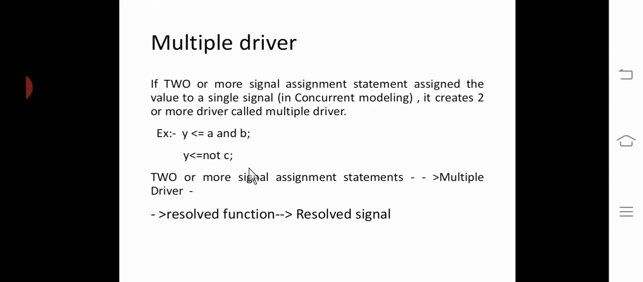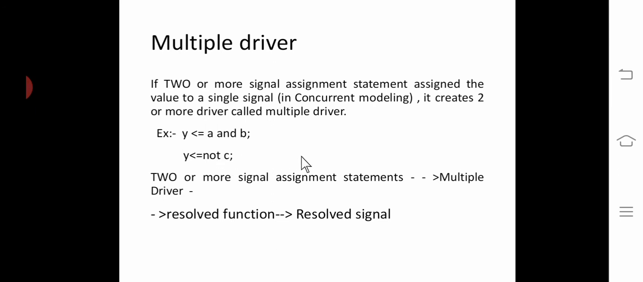Multiple driver means if two or more signal assignment statements assign a value to a single signal, then it creates two or more drivers, called the multiple driver. That means if you are having two outputs, then it creates two drivers, or if you are having more than two, then it creates more than two drivers. So that is why this is called the multiple driver. I think all of you understood. Even so, I will repeat once again what you mean by multiple drivers.